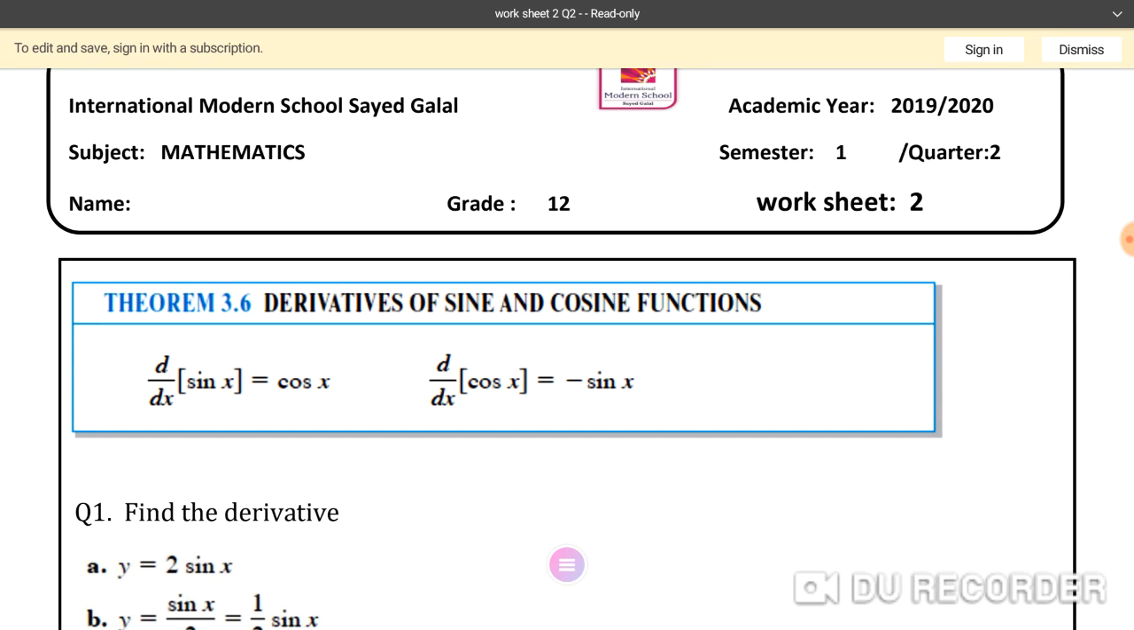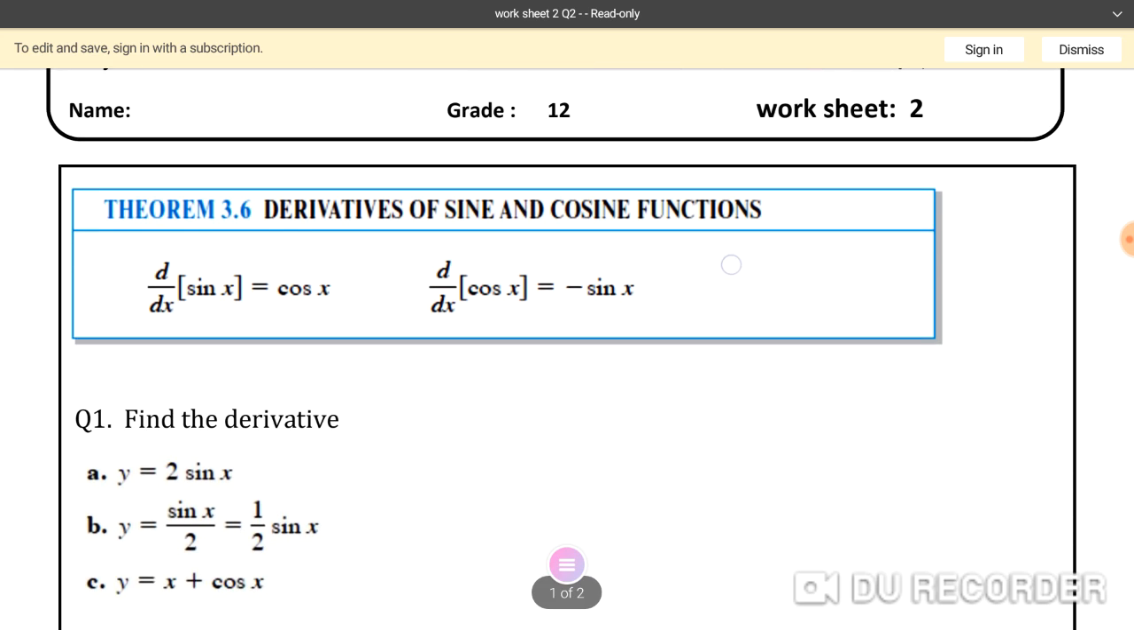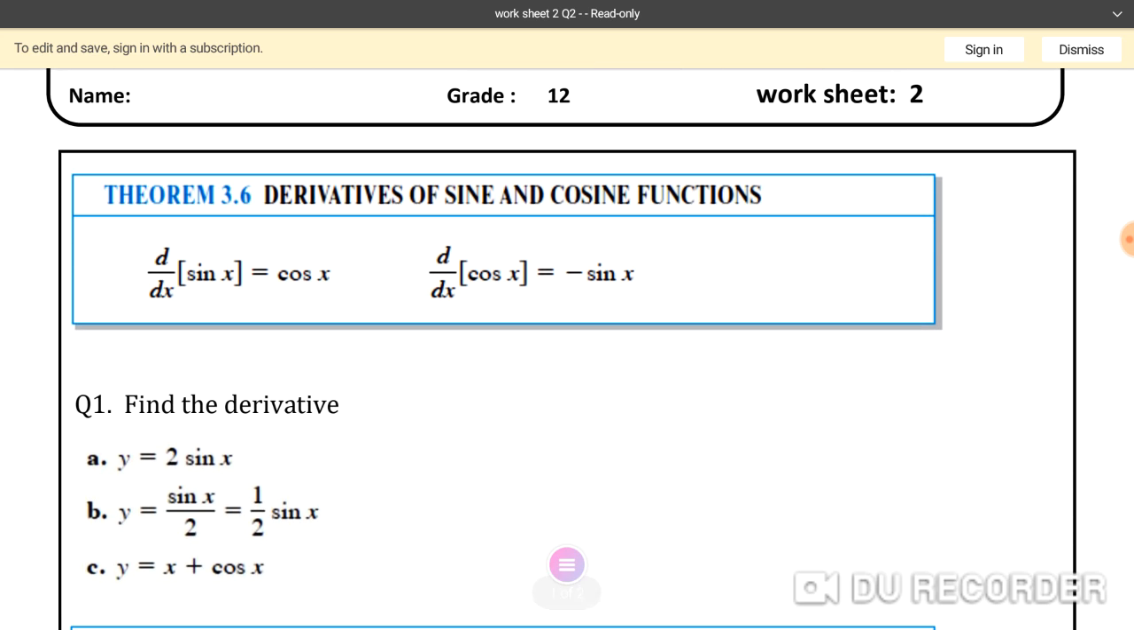Our lesson today is talking about the derivative of sine and cosine functions. Okay, please, I want every one of you to watch all of the previous videos about the basic rules of differentiation. Okay, it's very important.